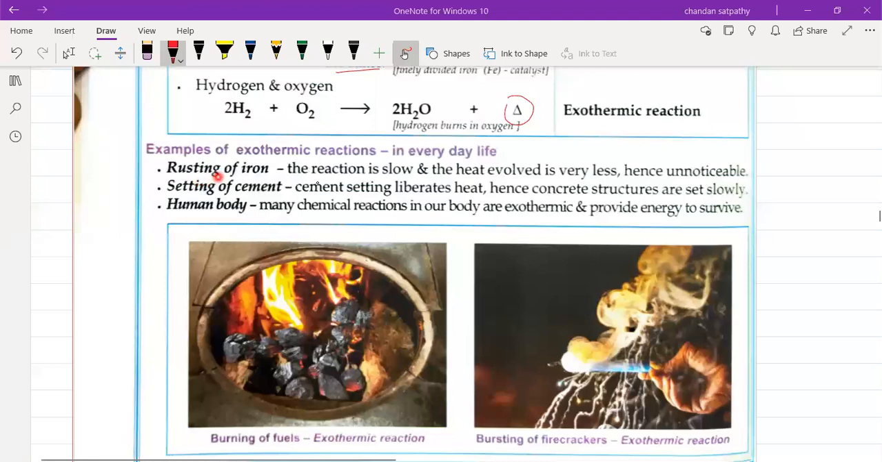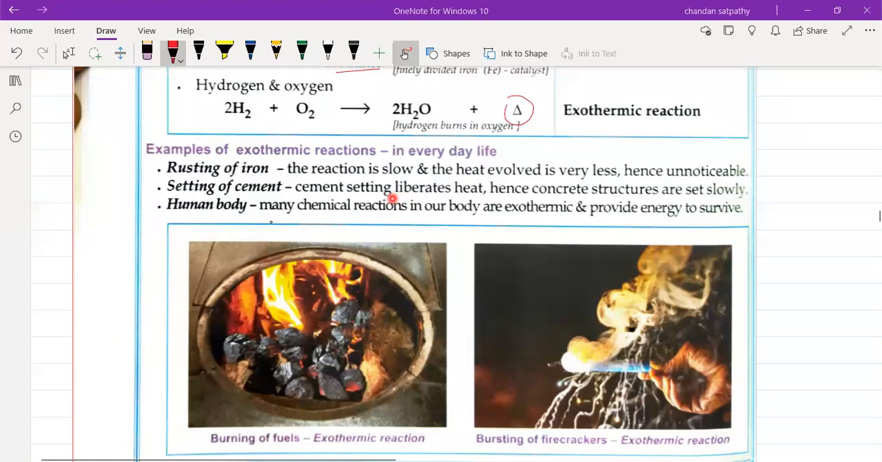That means it produces heat, but since the process is very slow, we cannot notice the heat. Next, setting of cement. Whenever a house is constructed and cement is used to build the wall or make the concrete, it also produces heat energy, but it's very slow, so we cannot notice it.